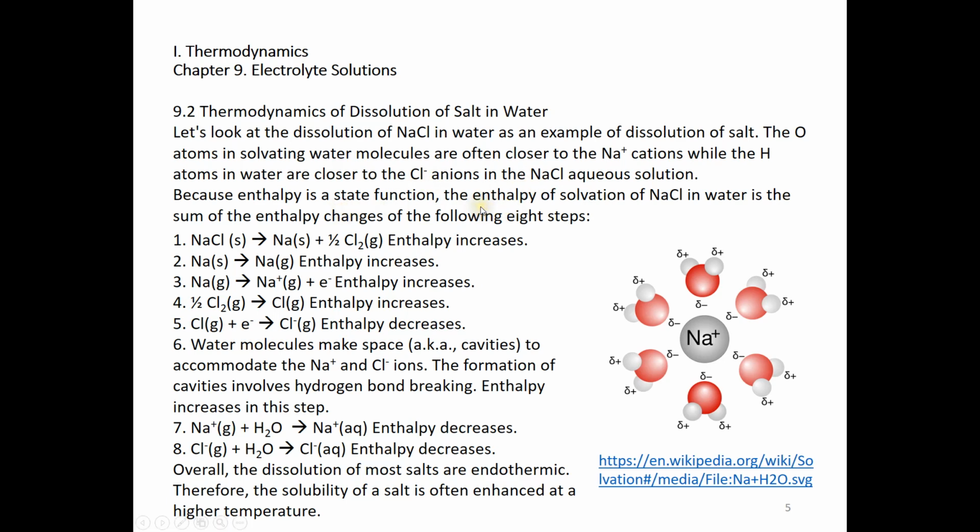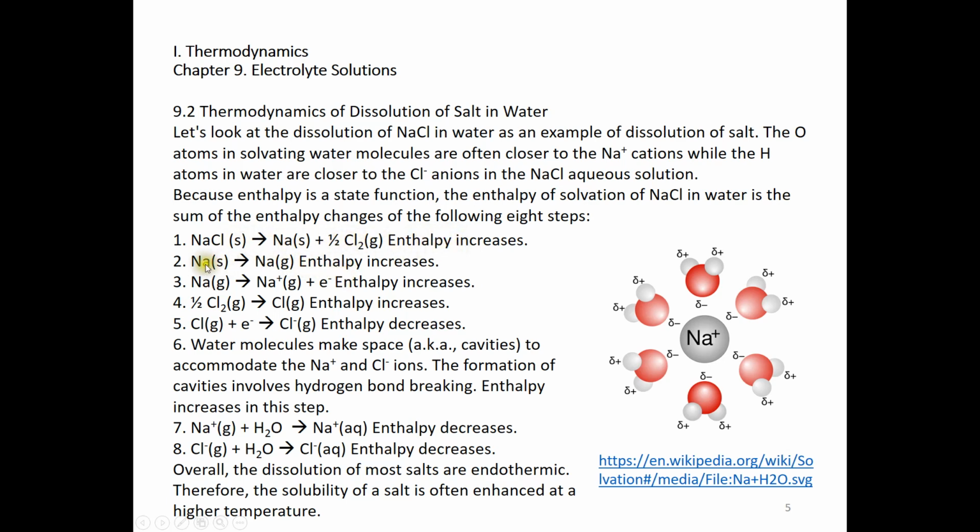Now let's look at the enthalpy of solvation of sodium chloride or table salt in water. Because enthalpy is a state function, we can use Hess's law to compute the enthalpy of solvation of table salt in water by summing up the enthalpy changes of the following 8 steps. Step number 1. We can decompose this table salt into sodium and chlorine gas. Both are elements, and in this step enthalpy increases.